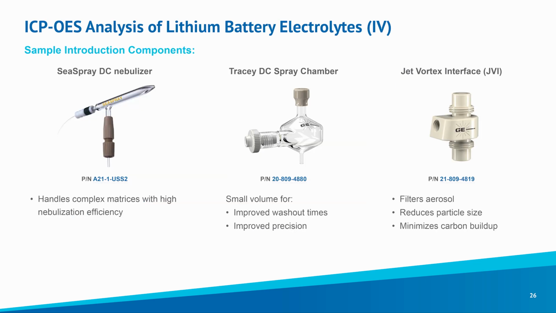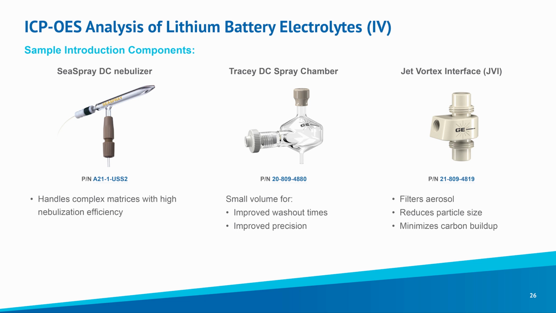Let's first talk about the C-Spray DC Nebulizer. We chose this nebulizer because it does an excellent job handling the complex sample matrix we encounter in battery electrolytes. Its impressive nebulization efficiency is key for getting accurate results. Next up is the Tracy DC spray chamber. Its smaller volume means we can achieve faster washout times, which is super important for maintaining precision in our results.